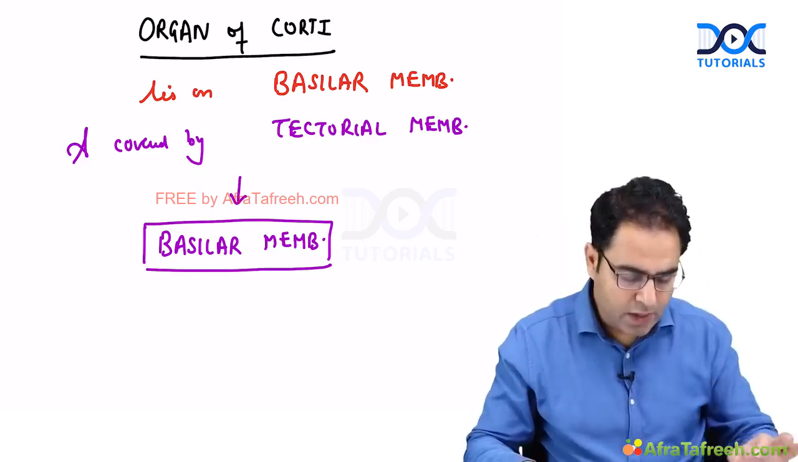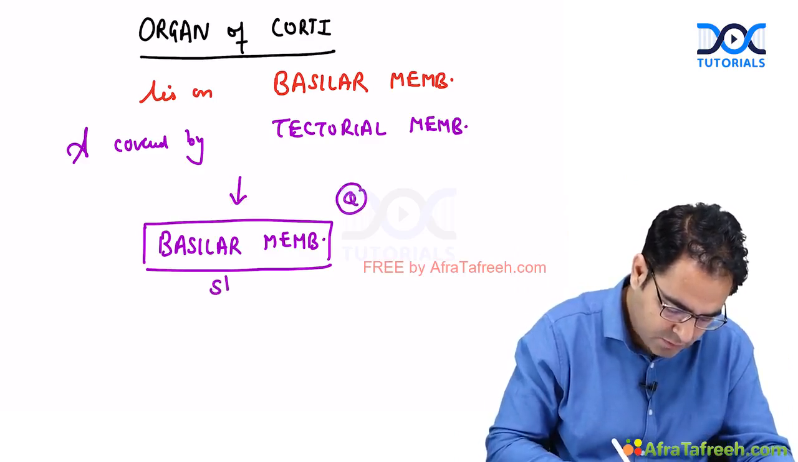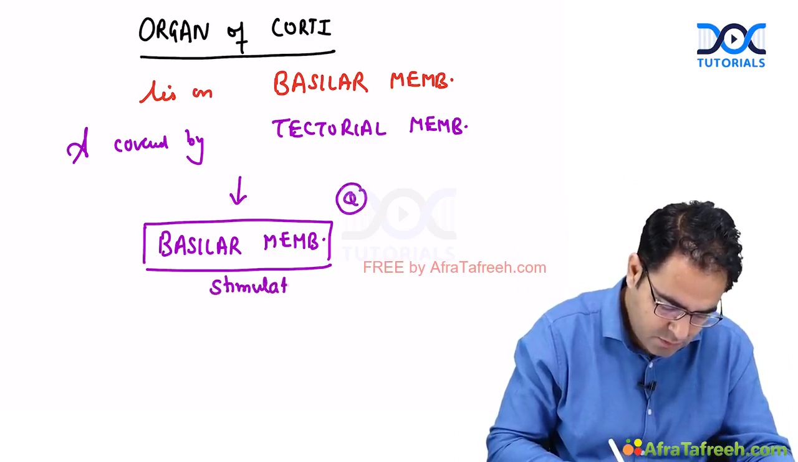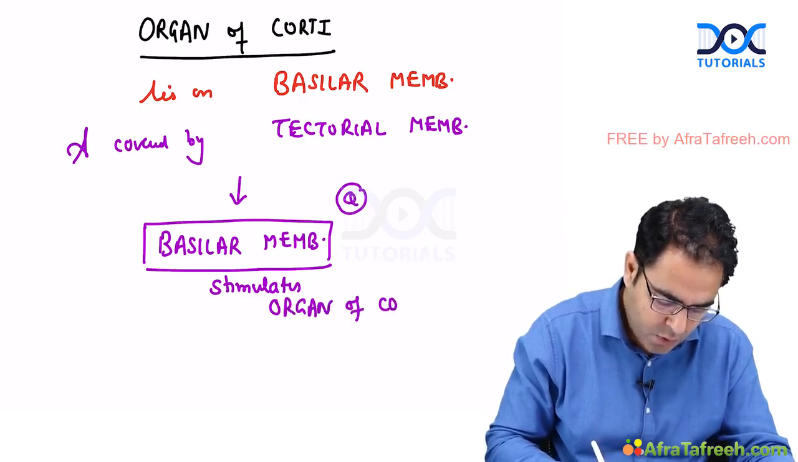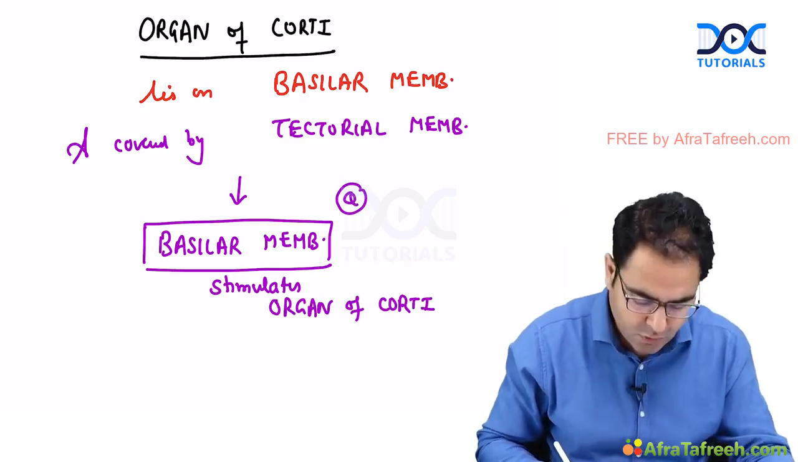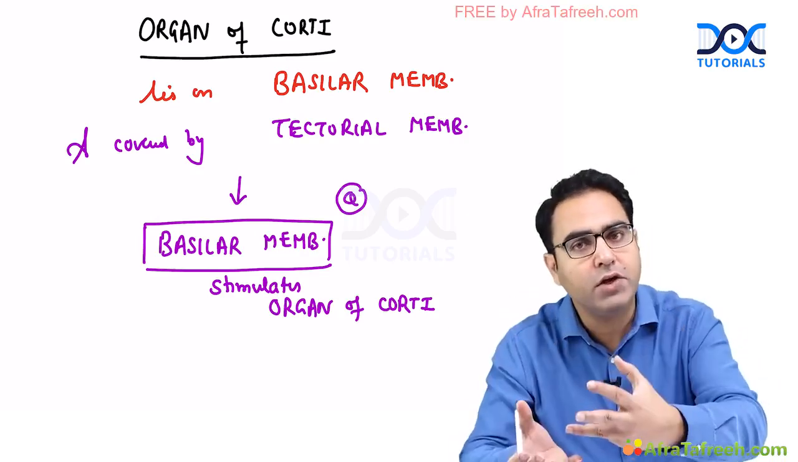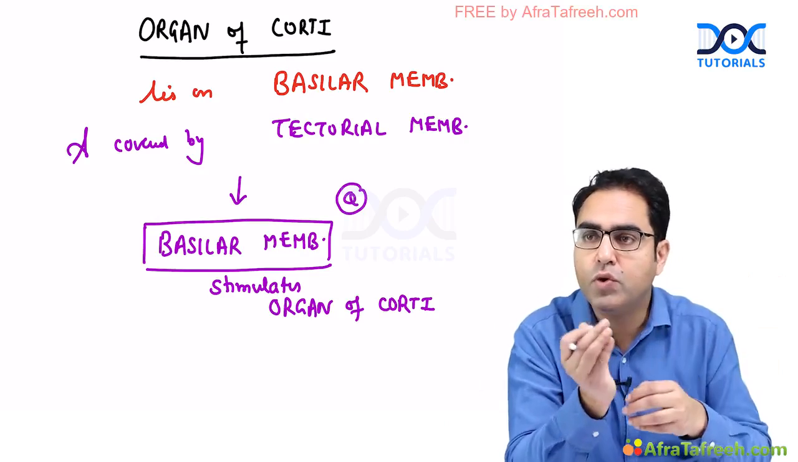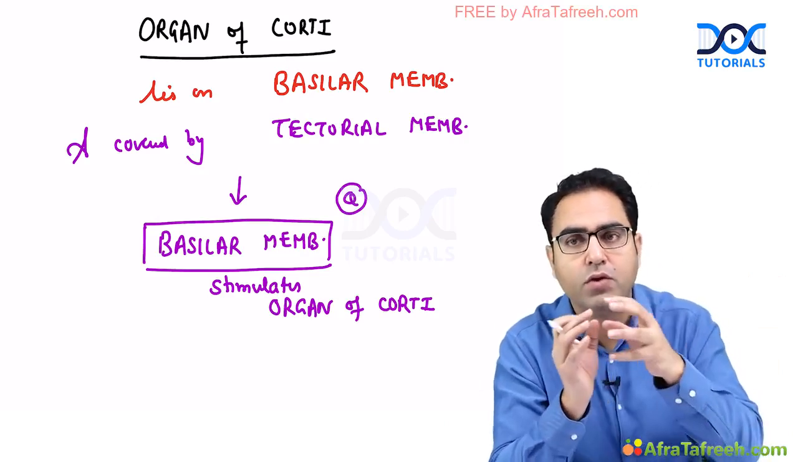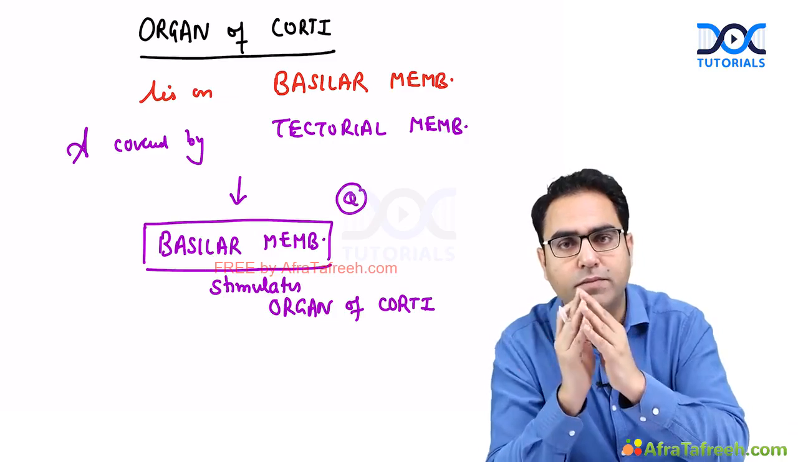Okay. The sound energy moves which membrane? The basilar membrane. And this stimulates the organ of Corti. Sound energy moves the basilar membrane, and this movement of the basilar membrane stimulates the organ of Corti, and that generates electrical energy, and that electrical energy goes to the brain. Let me show you a video in which you will see the sound energy moving the basilar membrane. Just see this video.